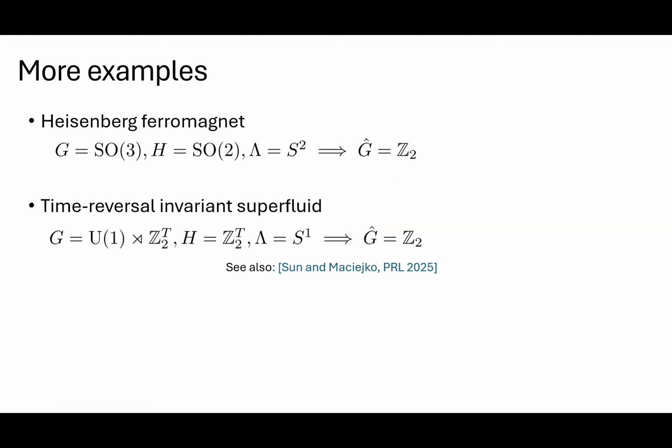So there are more examples you can consider. For example, the Heisenberg ferromagnet, which I mentioned before, where you break SO(3) down to SO(2), you get a two-sphere order parameter space. You can show in that case the G hat is actually just Z2. And remember, G hat is the space of G-symmetric homeomorphisms of the order parameter space. So in this case, it's basically acting like a time reversal symmetry, in the sense that if a spin points in one direction on the two-sphere, it sends it to the antipode.